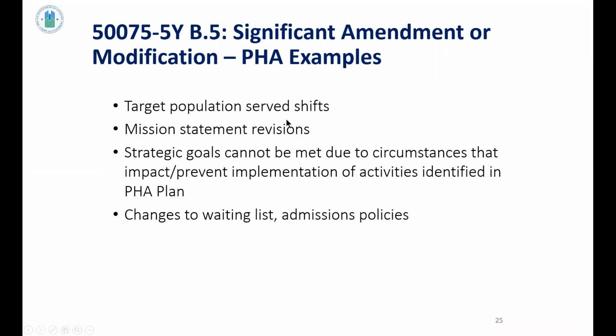Significant amendment or modification. These are examples of what triggers a significant amendment. Unless it's required by regulation or statute, the PHA's own definition or criteria will trigger a significant amendment or modification to the plan. It's important for PHAs to include the element with their PHA plan submissions so you are aware of any action that may trigger a significant amendment or modification.